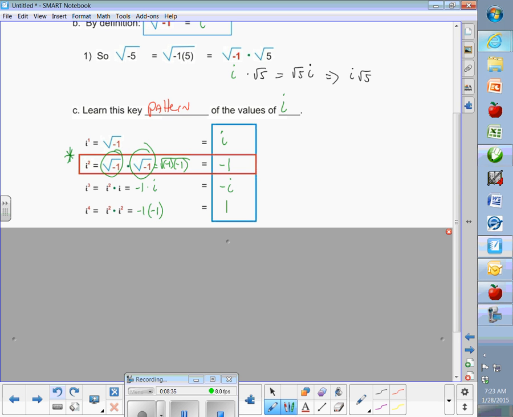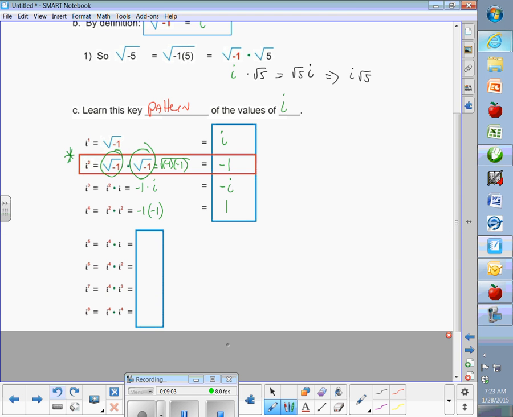i, -1, -i, 1. i, -1, -i, 1. You got to learn that pattern. You have to know that pattern. That pattern is key to everything we're going to do this chapter. It's something you should memorize, something you should have in your brain. It's something you shouldn't get mixed up with. You should know it well, know it cold. All right?